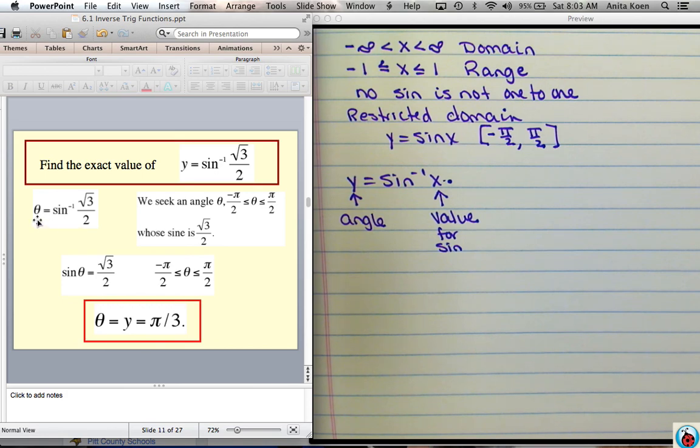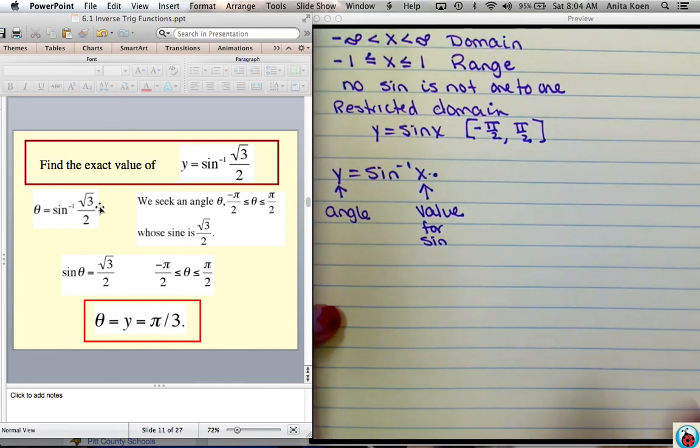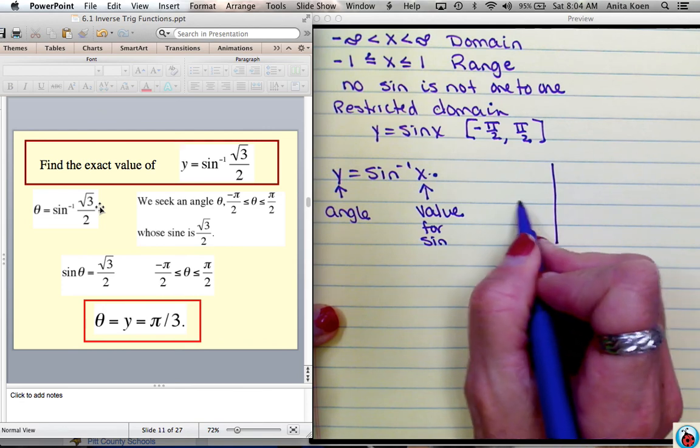Look for an angle between negative pi halves and pi halves, that's our restricted domain, whose sine is the square root of 3 over 2. This is the value of the sine. This is the angle that we seek. Now, I could go straight to my calculator. However, I don't even need to do that because I know that the square root of 3 over 2 is a value that's on my unit circle. It's positive.